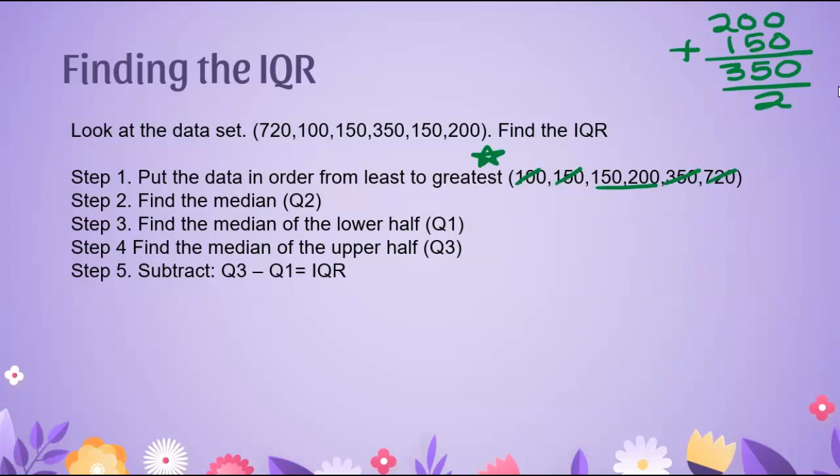Right? No, 175. Hold on. I'm going to do that. 350 divided by 2 is 175. Okay, so this is 175. So that's our number right here in the middle. That's our Q2, is 175.